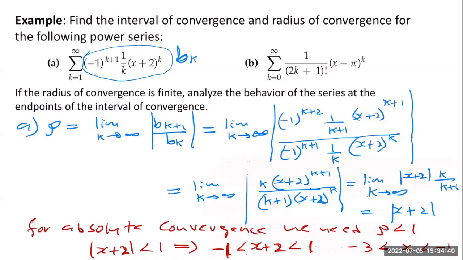That means our interval of convergence should contain this interval, minus 3 to minus 1. Minus 3 to minus 1 should be inside the interval of convergence. The only remaining piece is we need to figure out what happens at the endpoints. What happens when x is equal to minus 3? What happens at x is equal to minus 1? Okay, let's figure that out. Let's do the boundary analysis.